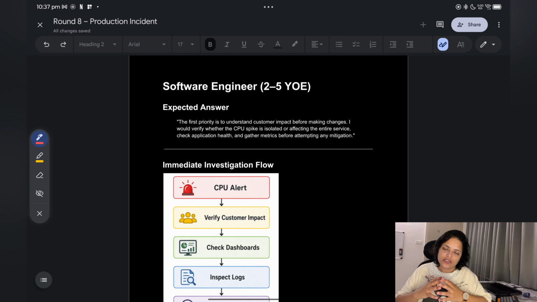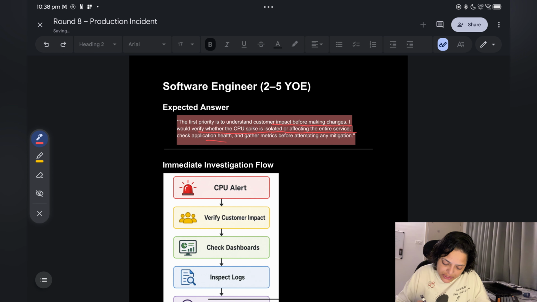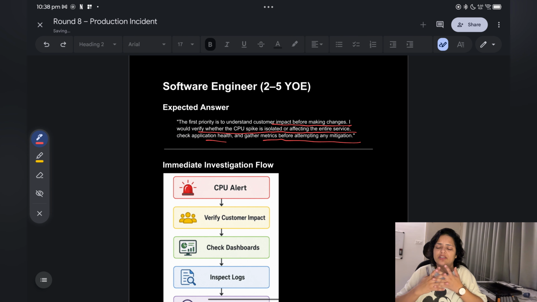Now let's see what a software engineer will say. The expected answer would be: the first priority is to understand customer impact before making changes. I would verify whether the CPU spike is isolated or affecting the entire service. So first you check the customer impact, whether it is an isolated service or impacting the complete system, and then check application health and gather metrics before attempting any mitigation. Mitigation means reducing the effect, like rolling back the deployment, for example.